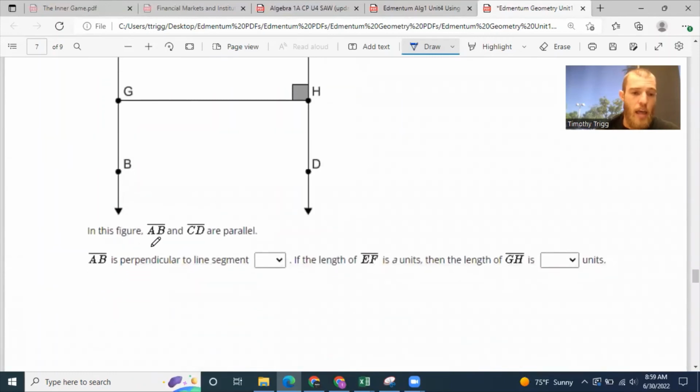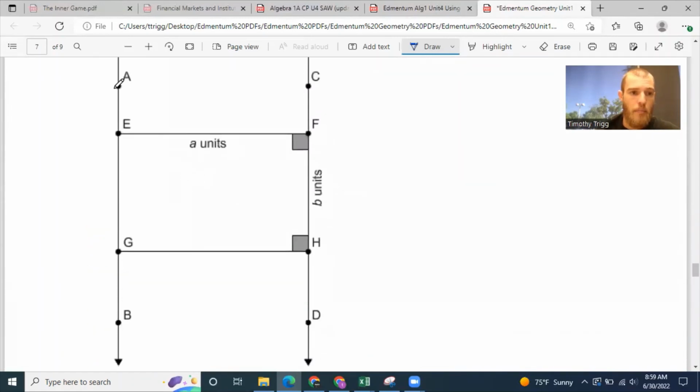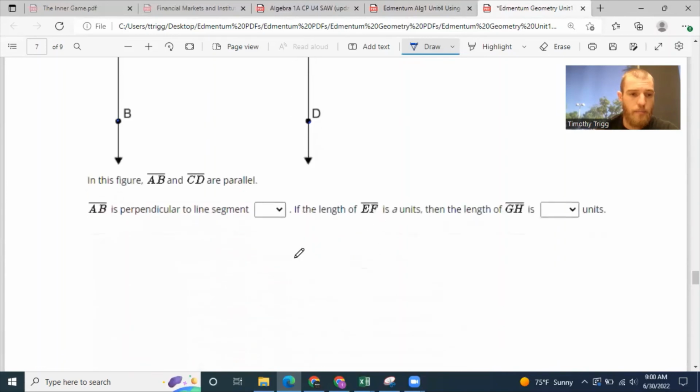Select the correct answer from each drop-down menu. In this figure, segment AB and segment CD are parallel. So A to B is parallel to C to D. And you can kind of see that those two vertical lines are parallel in this case. They will not intersect. AB is perpendicular to line segment.